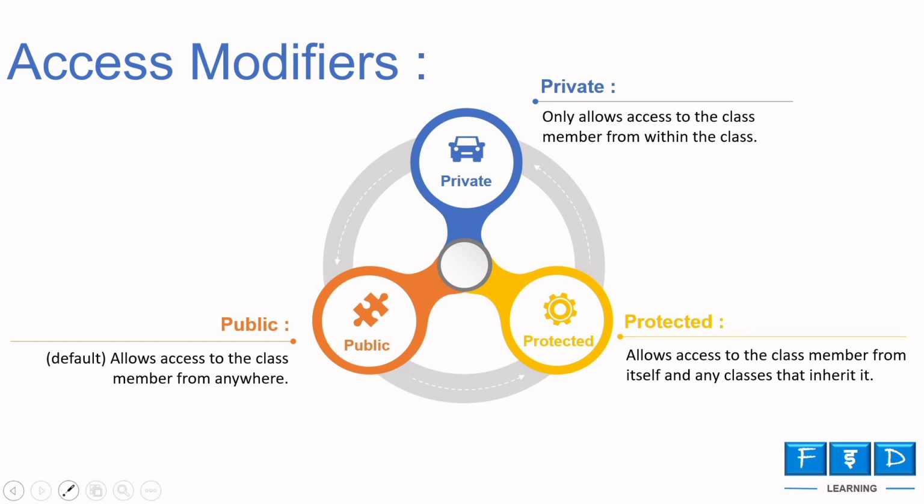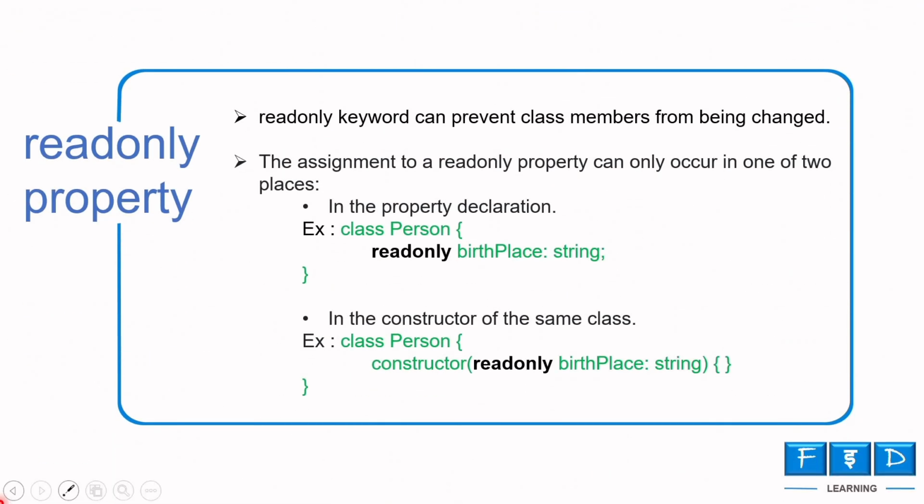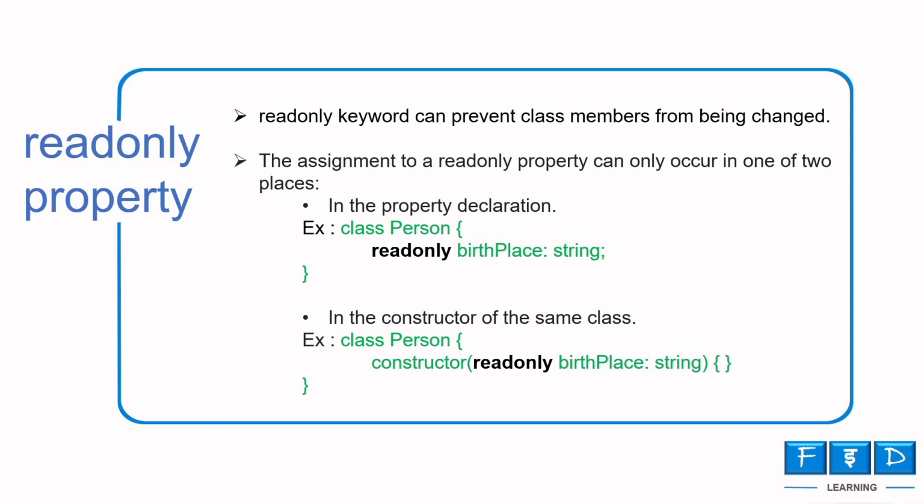And we can use one more modifier with a variable inside a class, that is the read-only property. It is declared with the readonly keyword, and the readonly keyword can prevent class members from being changed. Means it cannot be changed or modified after its initial assignment. In a TypeScript class, a read-only property is a property that can be set during declaration or in the constructor, and it cannot be modified after object creation. So here you can see that we can use the read-only property when declaring class level variables, or apply the readonly modifier to a constructor parameter.